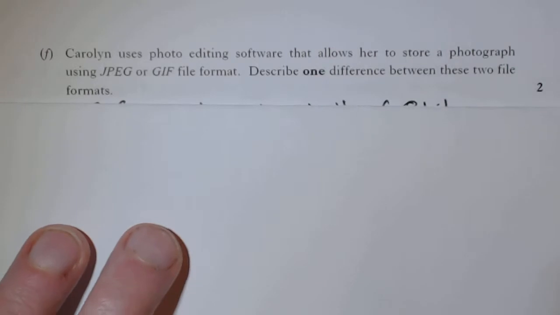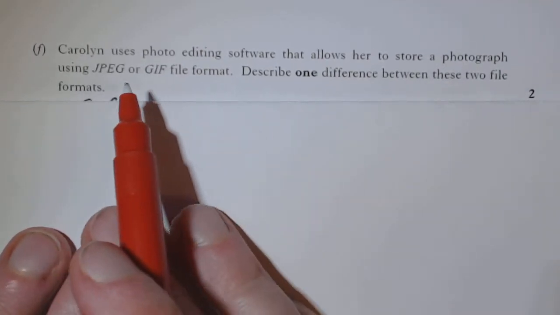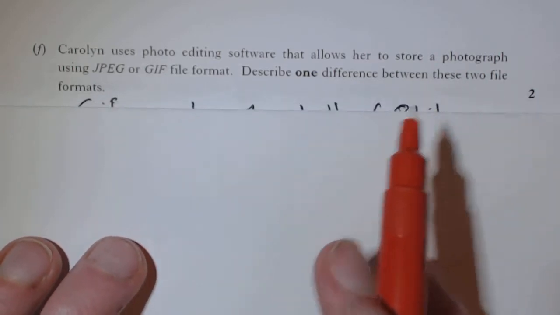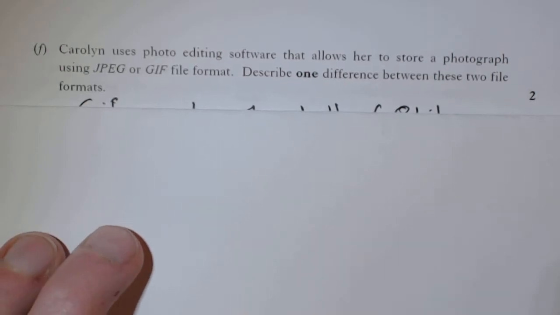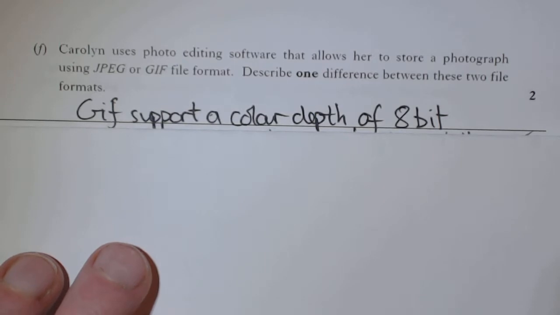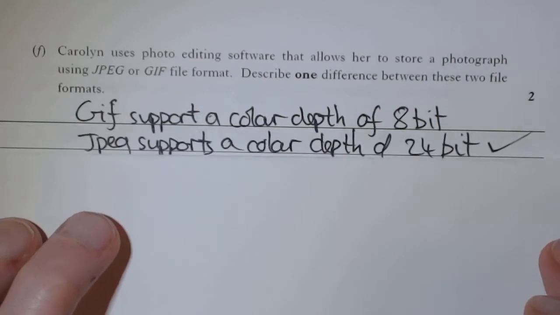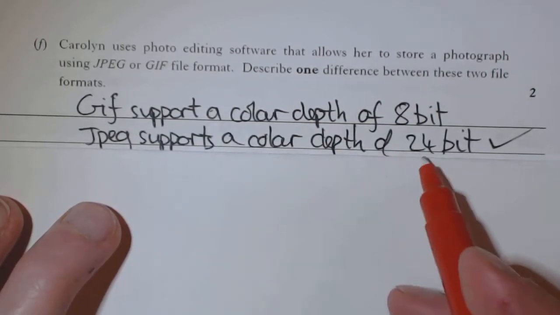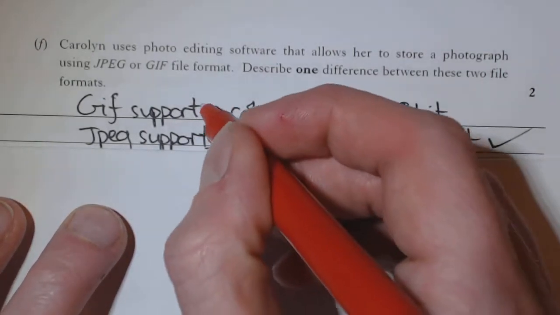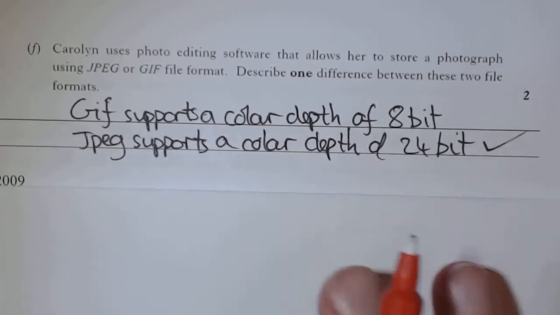Now, talking about storing a photograph, and we're going to be storing it using a JPEG or GIF, and you've just to describe one difference between these two files. You could talk about the different compression. Okay, one's lossless, other's lossy. You could say that GIF supports a colour depth of 8 bits, so that can only support 256 different colours, but JPEG can support a colour depth of up to 24 bit. Okay, so obviously that's a lot more colours, and that's why I use JPEG for things like photographs.